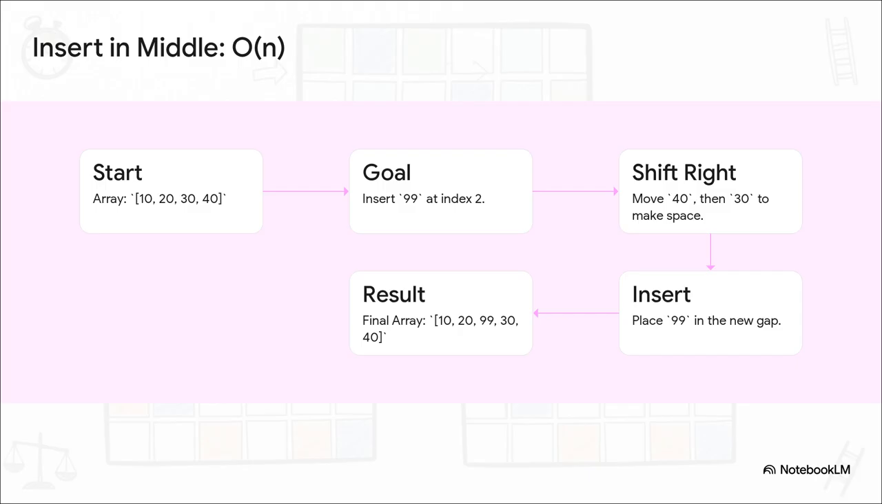That's what computer scientists call an O(n) operation. It's a fancy way of saying that the amount of work grows in direct proportion to n, the number of items you have to shift.